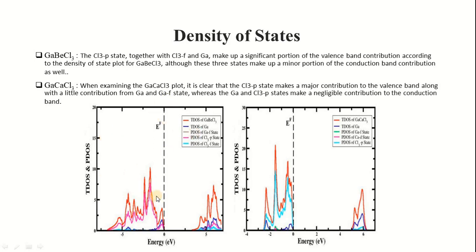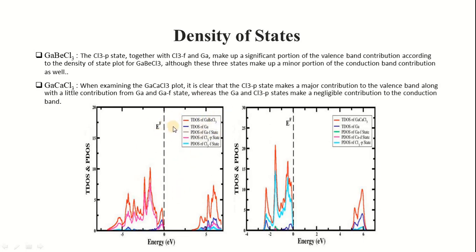If we look at this figure, the energy ranges from minus 8 to 8 electron volt, and at 0 electron volt we have a vertical dotted line which represents the Fermi energy. The part of the density of states to the left of the Fermi energy is considered the valence band, and the part to the right of the Fermi energy is considered the conduction band.